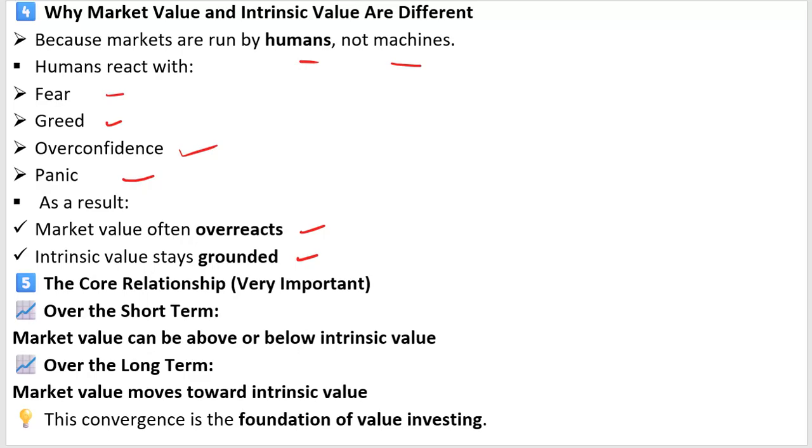What is the correlation? Very important, you must know it. Over the short term, market value can be above or below IV value. IV value is based on fundamental analysis, not on the mood of investors. Over the long term, market value moves towards IV value. It is true that market value always is attracted to IV value.